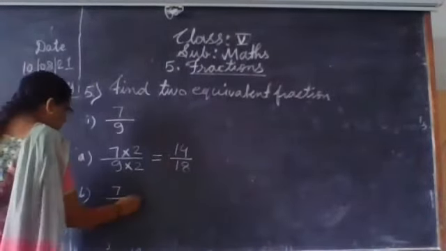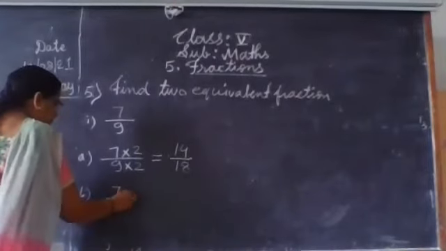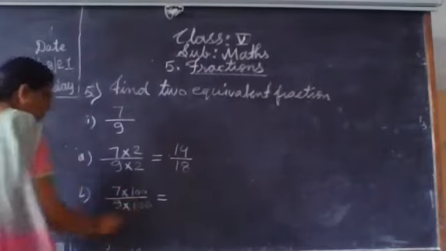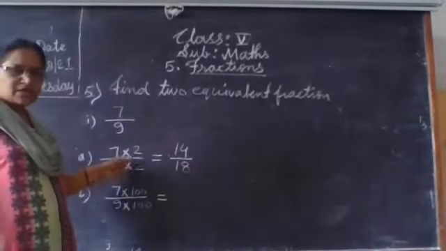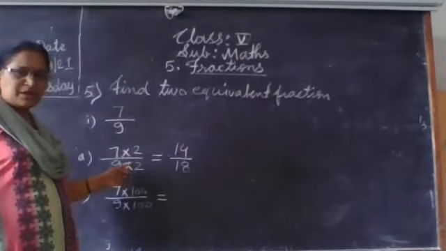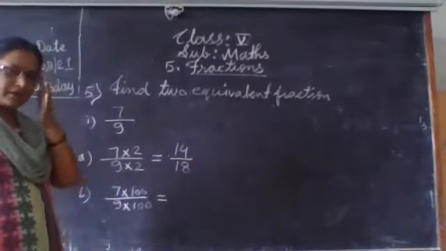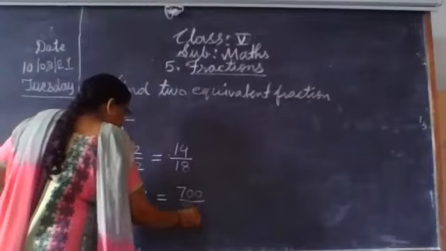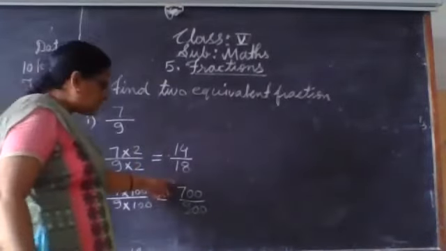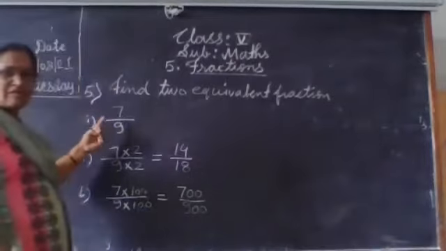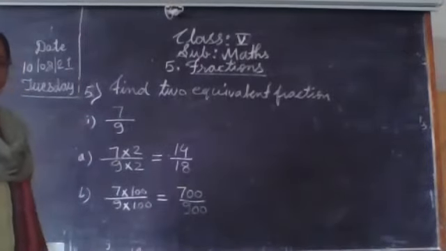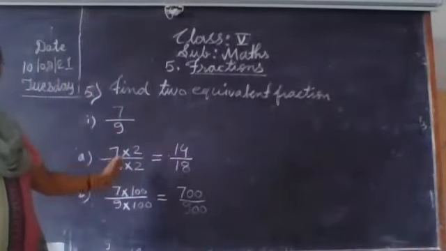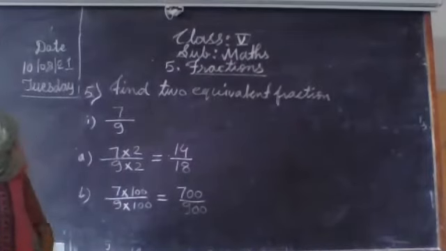Again, both numerator and denominator you have to multiply with the same number, or you can divide with the same number. So see children, this 700 upon 900 is equivalent to 7 upon 9. So you can find an infinite number of equivalent fractions using multiplication. Got it, beta?